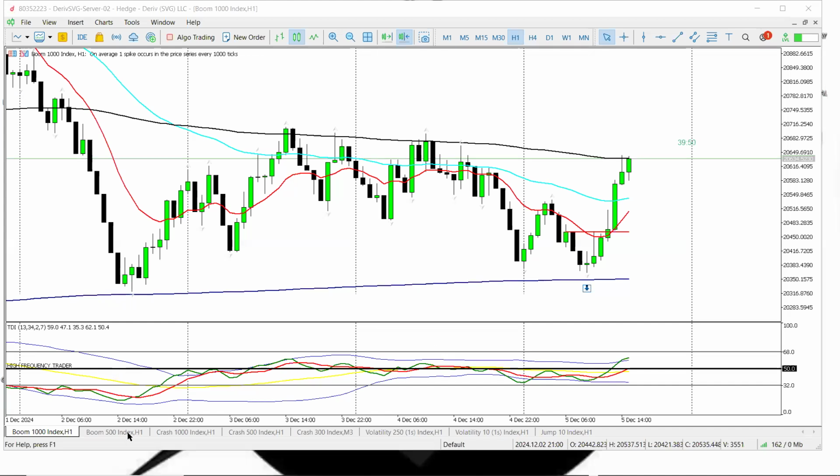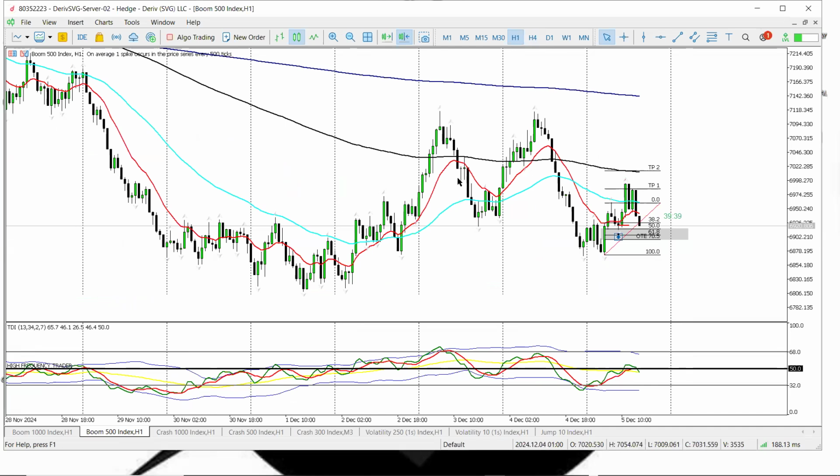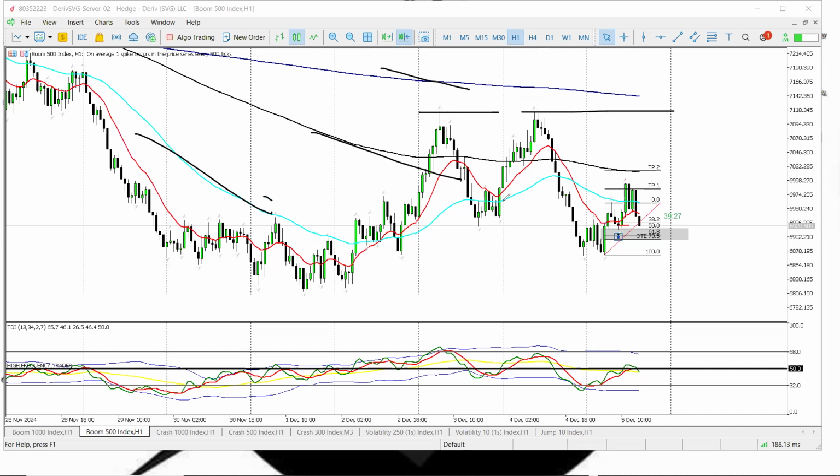Then the next setup was on B500. B500 is a bit advanced in such a way that here the trend is almost sideways. As you can see, we cannot really say price is pushing up or pushing down, but the past 2 days give us a clue of where price is going. The moving averages also give us a clue. So in general, we've been pushing down.